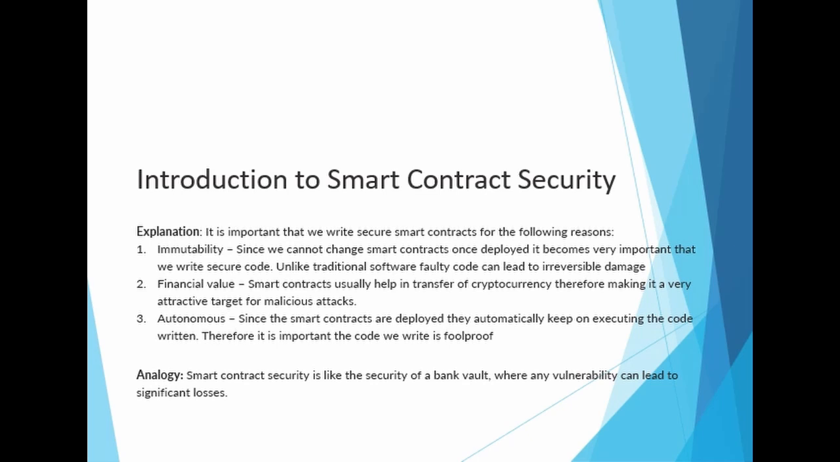Since smart contracts are deployed, they automatically keep on executing the code written. Therefore, it is important that the code we write is foolproof. Smart contract security is like the security of a bank vault, where any vulnerability can lead to significant losses.